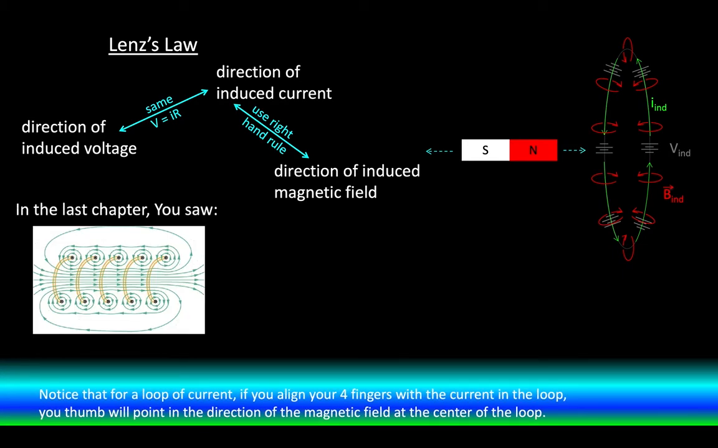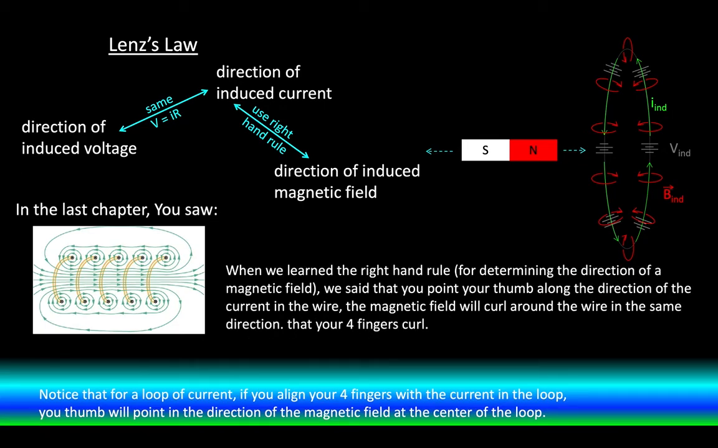Now, before I tell you how to find the direction of these quantities, I'm going to show you one trick. In the last chapter, you saw a picture of a solenoid that looks like this. And we said that if you align your thumb with the direction of the wire, your 4 fingers will be the magnetic field wrapping around the wire. This statement still holds true, but when we have a loop of wire, we could reverse the roles. So if we wanted, we could have our 4 fingers wrap around the loop of wire, and we could have our thumb point through the center of the loop.